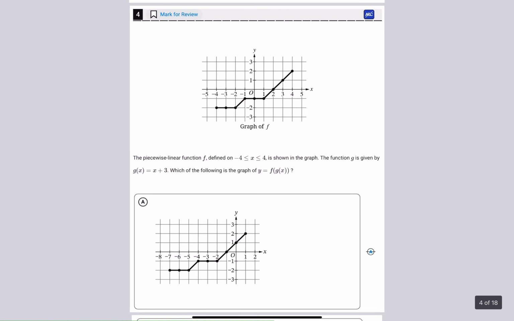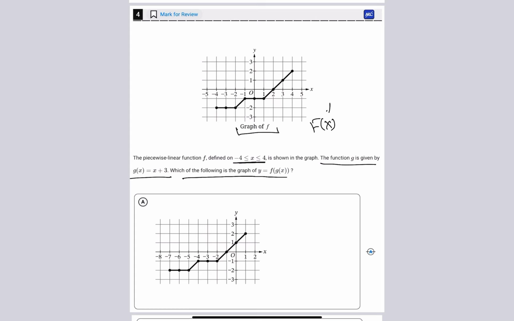Okay, question number 4. The piecewise linear function f, defined for x between -4 and 4, is shown in the graph. The function g is given by g of x equals x plus 3. Which of the following is the graph of y equals f of g of x? Now we're plugging g of x into f of x.